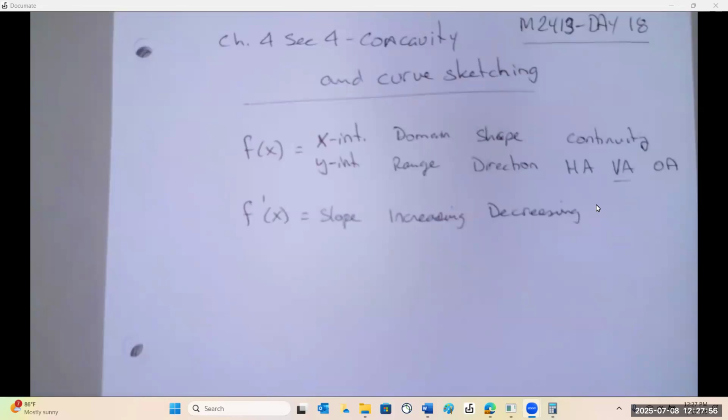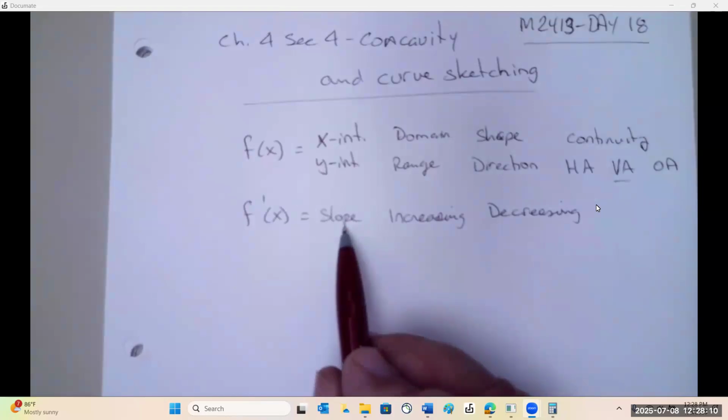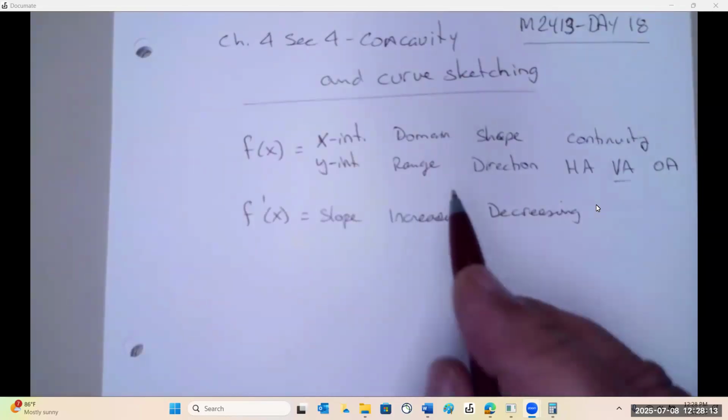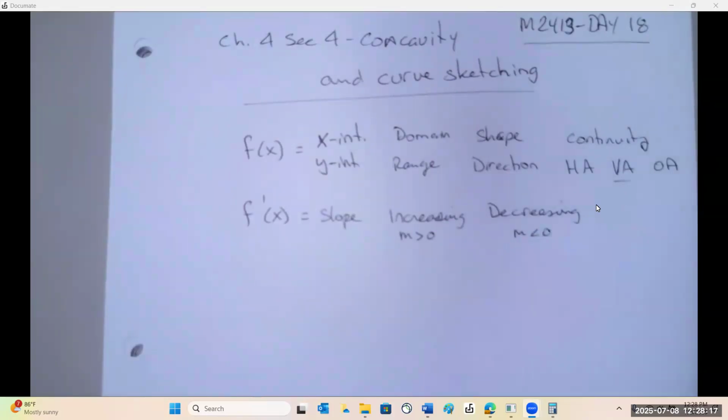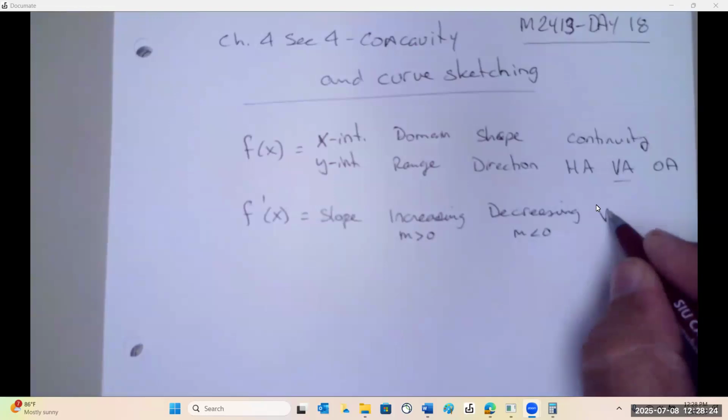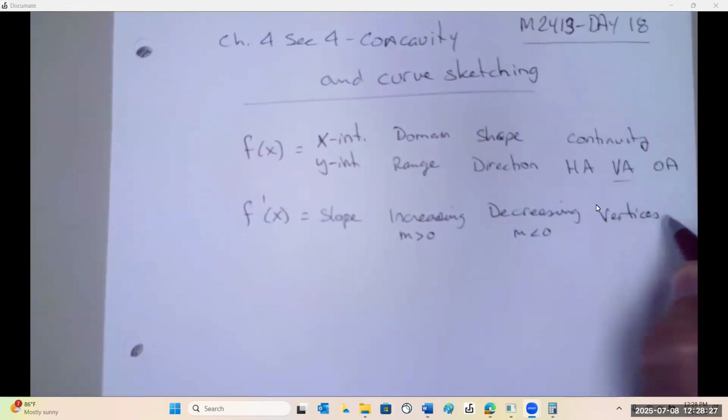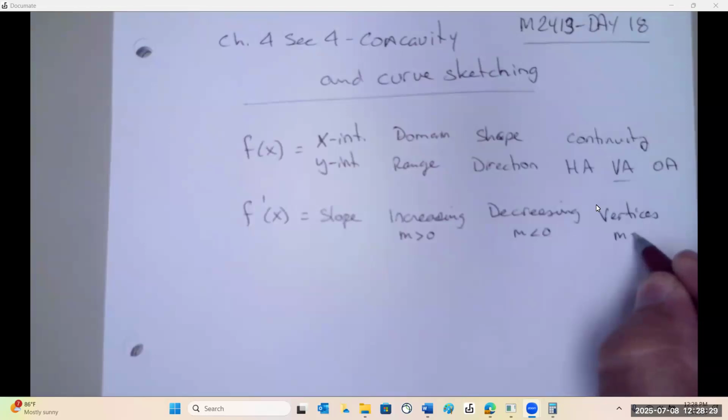Isn't that where you can see if it's differentiable or not? Well, if you take a derivative, it's differentiable. That's what it means. Differentiable simply means you can take a derivative of it. It also means it's continuous. So it tells us the slope. By the slope, it tells us if it's increasing or decreasing. If the slope is positive, it's increasing. If the slope is negative, it's decreasing. But it tells us one more important thing. The vertices. Yeah, where the slope equals 0.